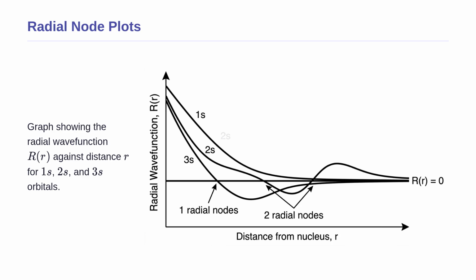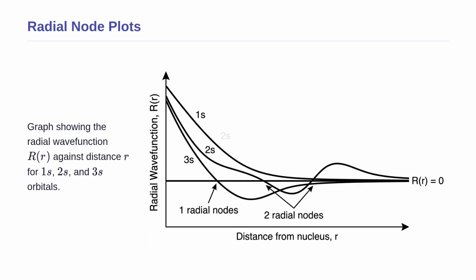Before we move on to the angular part, let us see these radial nodes visually. This graph plots the radial wave function on the vertical axis against the distance from the nucleus on the horizontal axis. Look at the curve for the 1s orbital. It smoothly decays to zero without ever crossing the horizontal axis, meaning it has zero radial nodes.